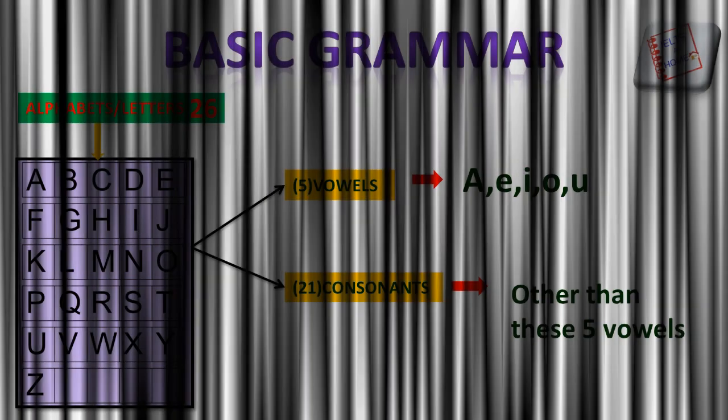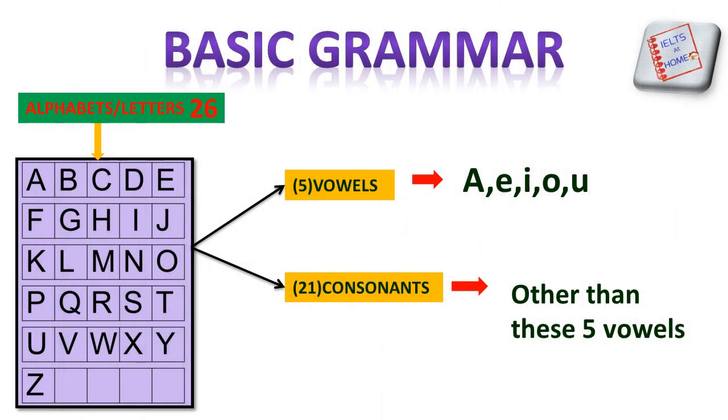So without any further delay, let's start. Let's start with basic grammar. As you all know, English has 26 alphabets or letters. Out of the 26 letters, 5 are vowels. These are A, E, I, O, U. You can see these on your screen on the right side. And the rest of 21 letters are called consonants.